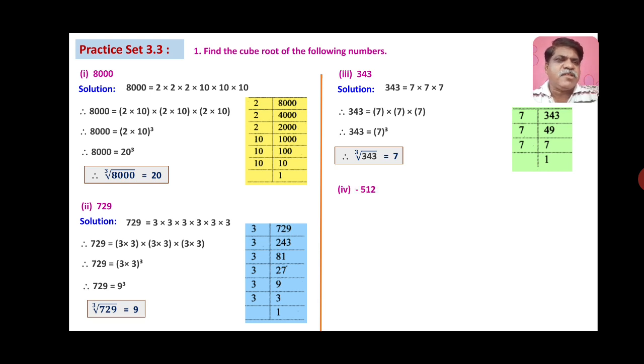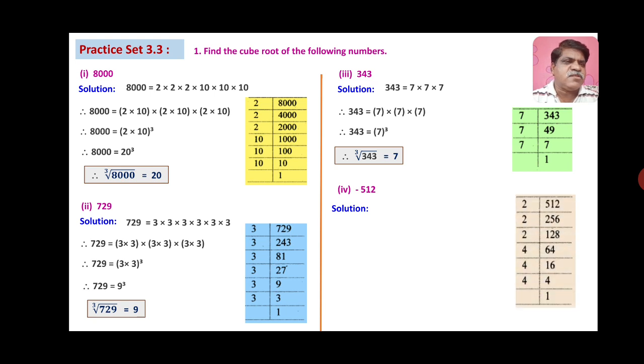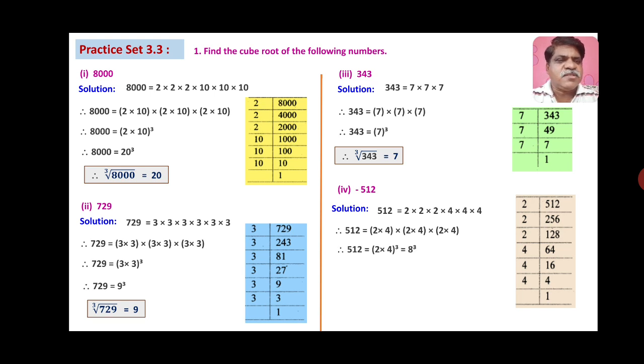Now minus 512. So friends, let us take the factorization of 512: 2, 2, 2, 4, 4, 4. So 512 can be written as 2 into 2 into 2 into 4 into 4 into 4. Make the groups, so 512 is equal to 2 into 4 into 2 into 4 into 2 into 4. This comes 3 times. Therefore you can write 512 is equal to 2 into 4 raised to 3. 2 into 4 is 8, 8 raised to 3.